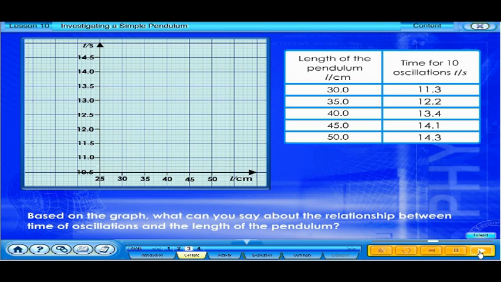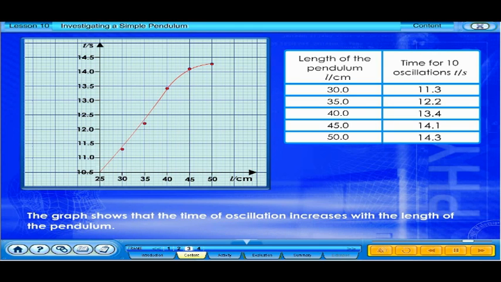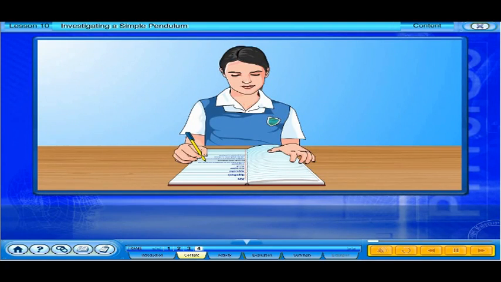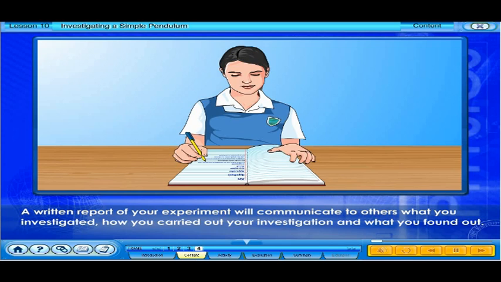Based on the graph, what can you say about the relationship between time of oscillations and the length of the pendulum? The graph shows that the time of oscillation increases with the length of the pendulum. Does this agree with your hypothesis? Why should you write a report? A written report of your experiment will communicate to others what you investigated, how you carried out your investigation, and what you found out. The report can be used as a reference.